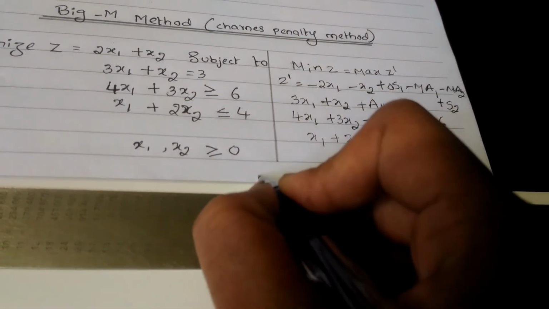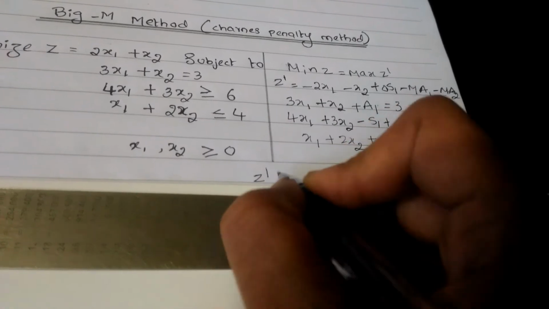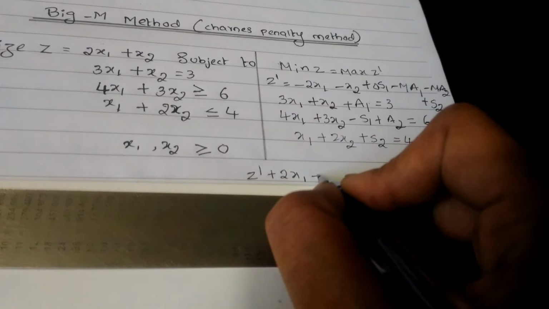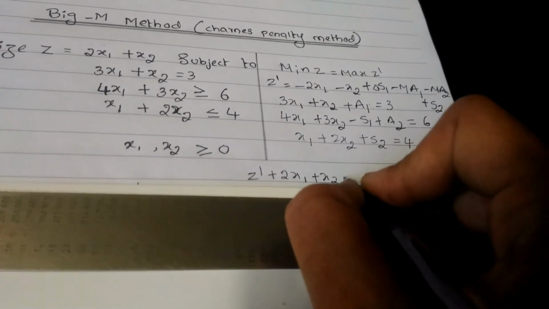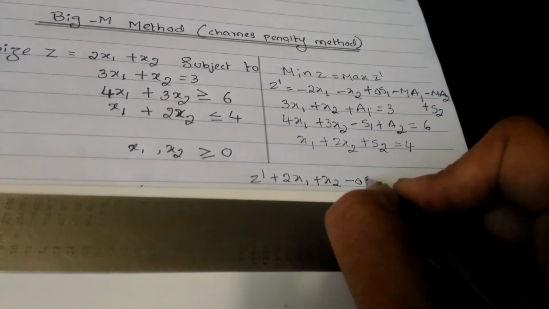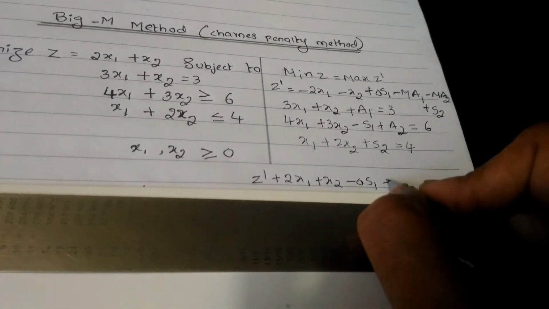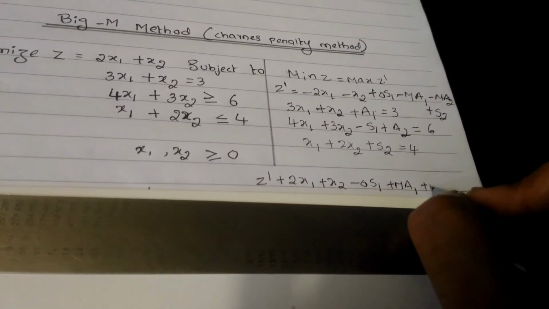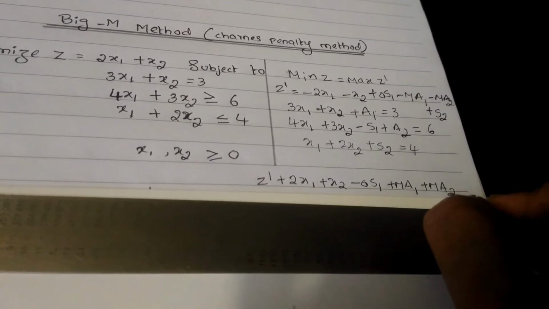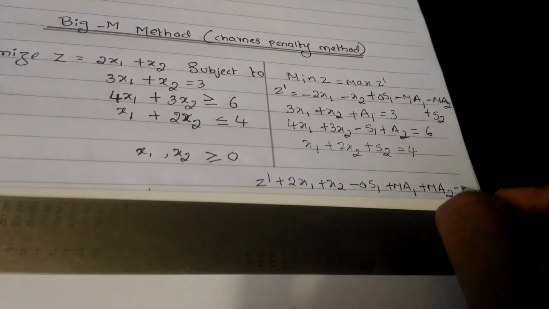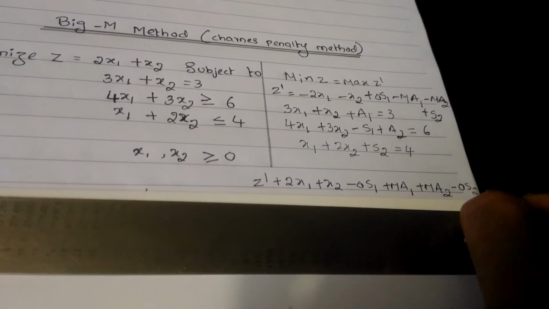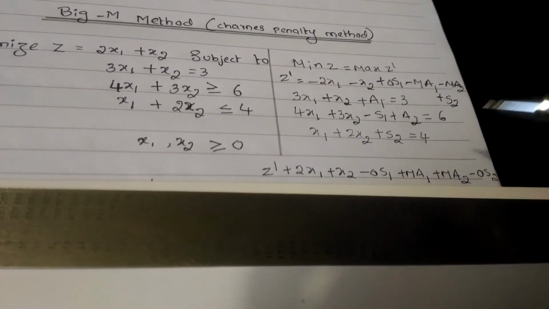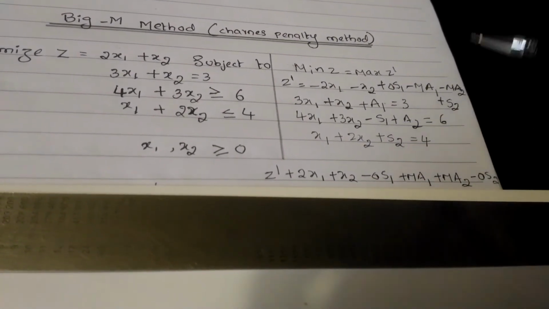Now that would be z complement plus 2x1 plus x2 minus 0 s1 plus m of a1 plus m of a2 minus 0 s2. Now these are the values in your index row for the table. Now let us plot all these values into the table.